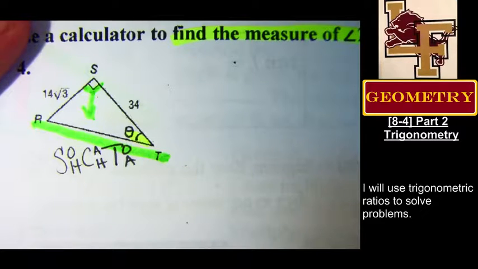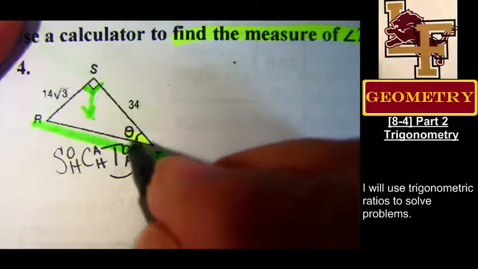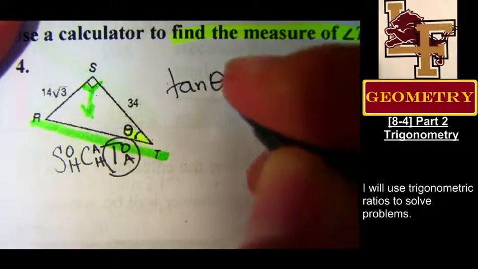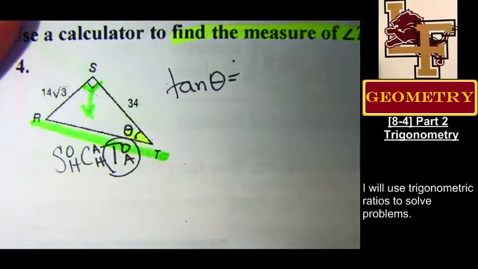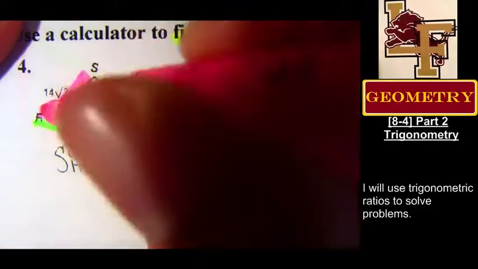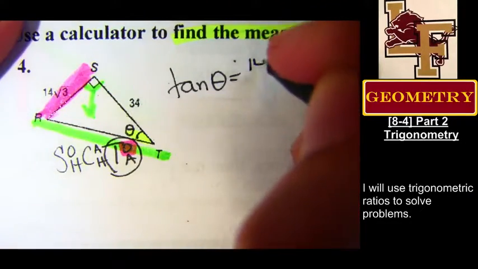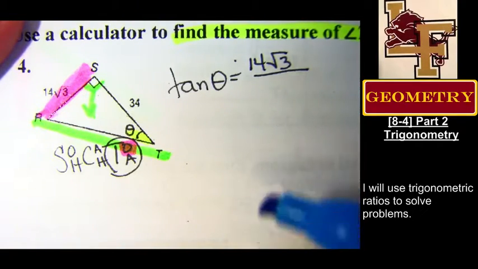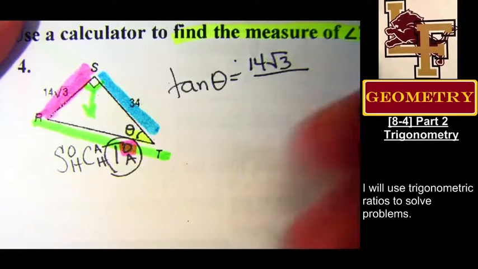How do you know it's tangent? Because we don't have any information about the hypotenuse. So we're going to use tangent. So the tangent of my angle is, what is the measure of the side opposite my angle? 14 square roots of 3. And the measure of the side adjacent to the angle? 34.